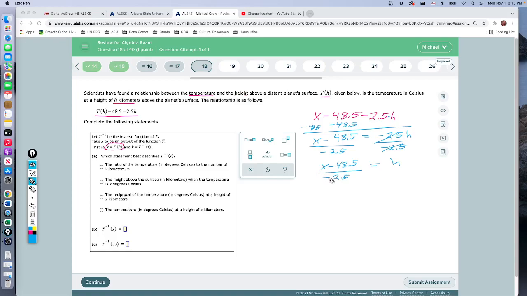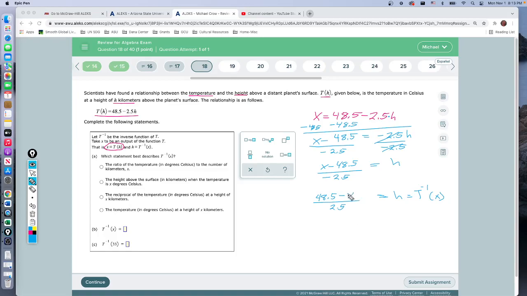Usually to make things cleaner, we would bring this negative to the top and distribute it through, so the x would become negative, and the 48.5 would become positive. Another alternative way to write this is move the negative upstairs. We'll get a negative x and a positive 48.5, so we put the 48.5 first. We subtract x from it, and then we divide by 2.5. Again, I think it'll accept either one. This is our h, also what we call the inverse function.